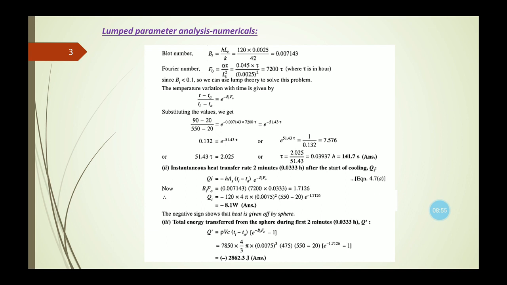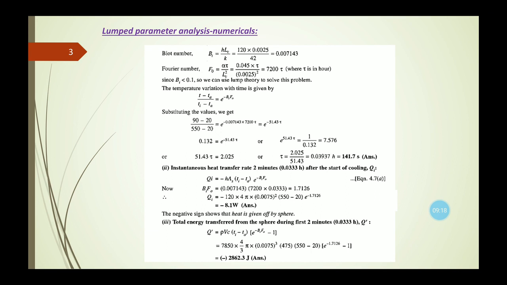Now in the next part of this question, we need to calculate the total energy transferred from the sphere during the first 2 minutes. So again, in the formula of the Fourier number, we need to use the value of tau as 0.0333 hour.